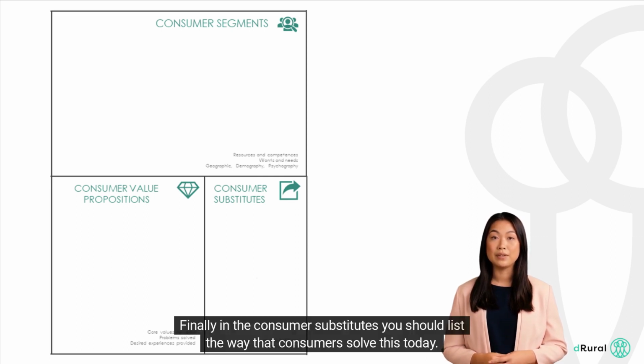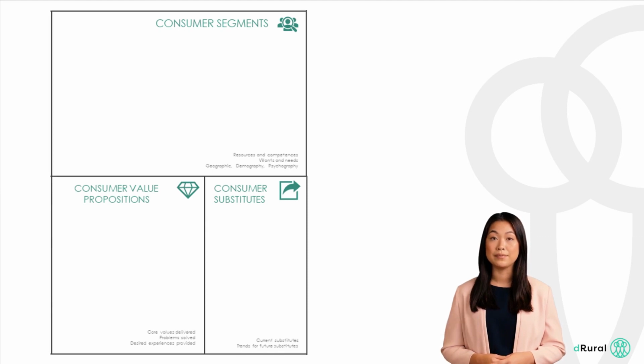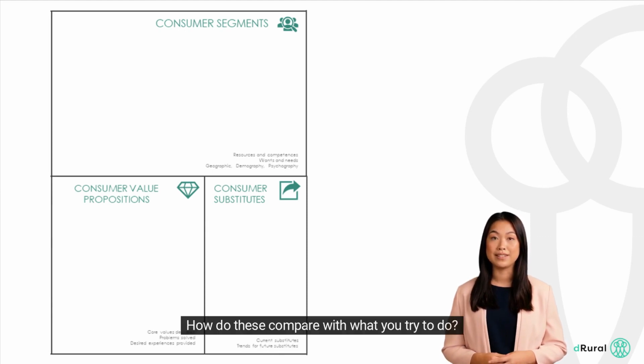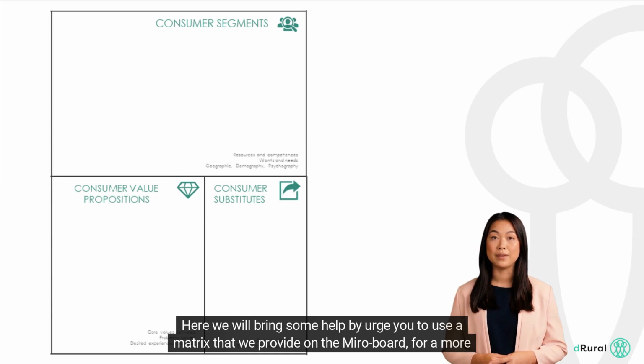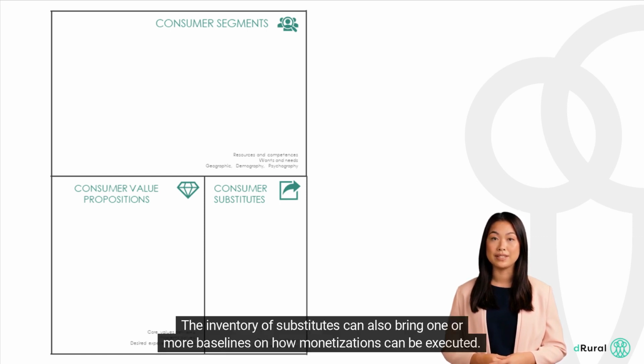Finally, in the consumer substitutes, you should list the way that consumers solve this today. What kind of competitors do you have, digital as well as manual, and very simple? How do these compare with what you try to do? Here we will bring some help, by urging you to use a matrix that we provide on the Miro board, for a more substantial comparison to your solution. The inventory of substitutes can also bring one or more baselines on how monetizations can be executed.